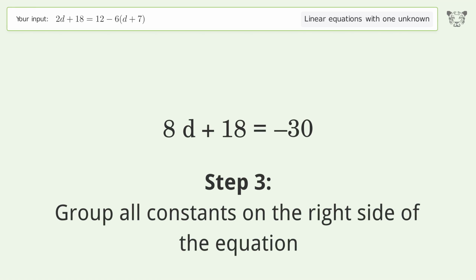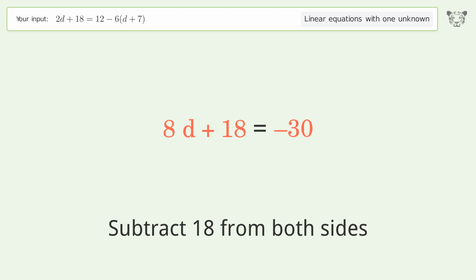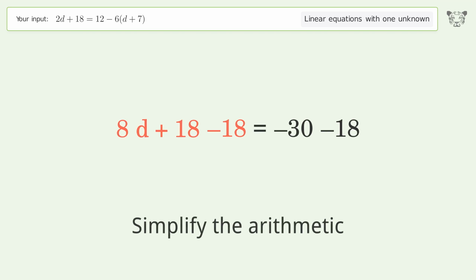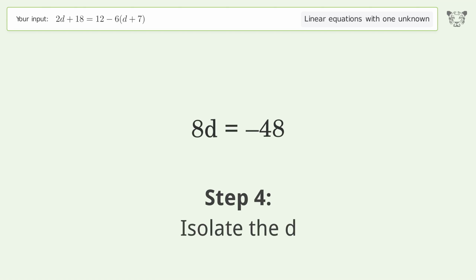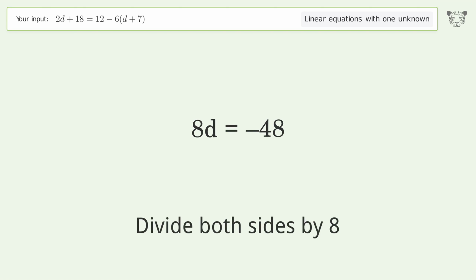Group all constants on the right side of the equation. Subtract 18 from both sides. Simplify the arithmetic. Isolate the d. Divide both sides by 8.